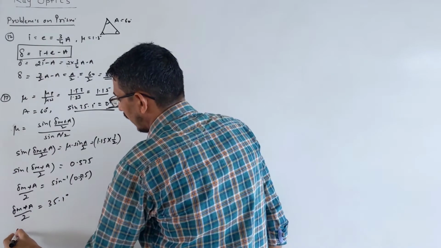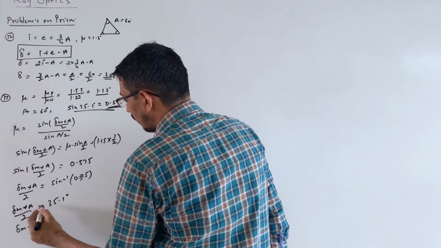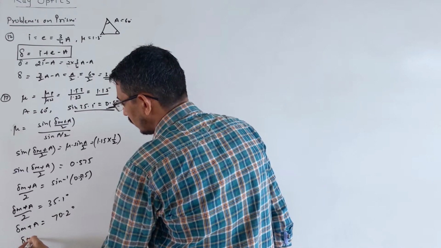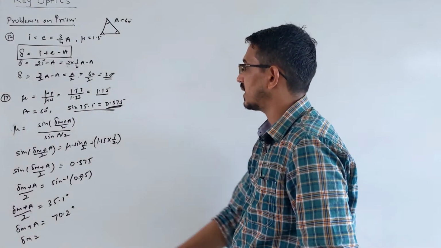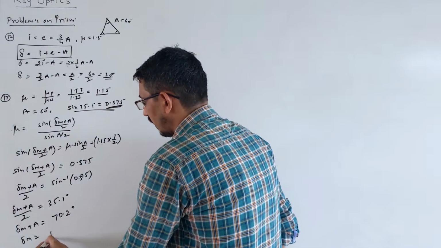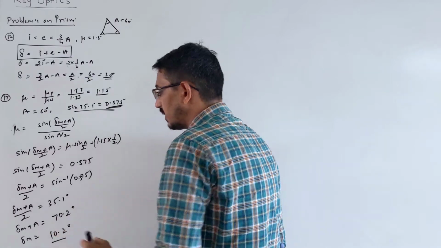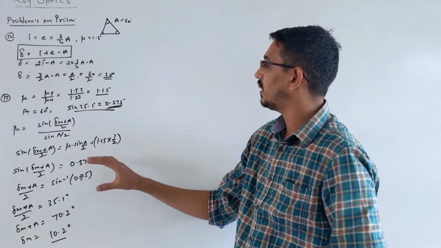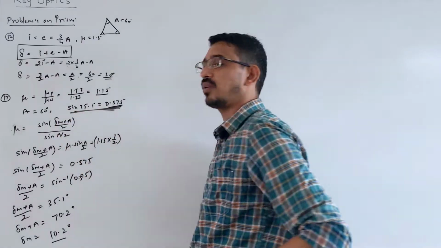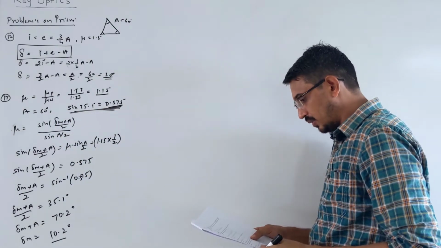Okay, so del m plus A should be equal to what? Double of this, that becomes 70.2 degree, and we need del m, so that becomes 70.2 minus A, which is given as 60 degree. So this becomes 10.2 degree. This is your deviation. So this is the minimum deviation. Here a difficult value is coming, so they have already given it in the question. Okay, so this is your answer.